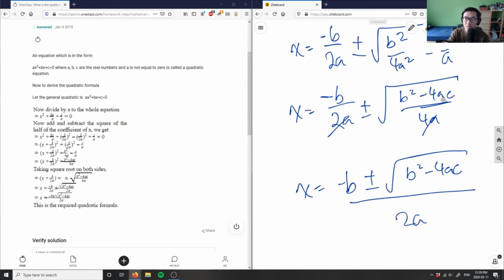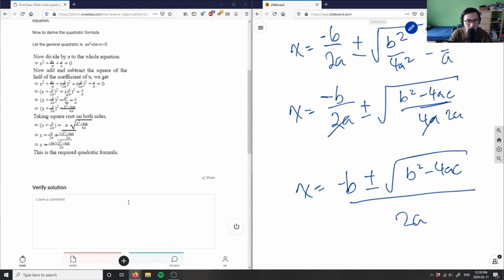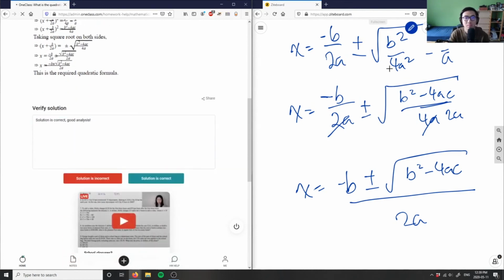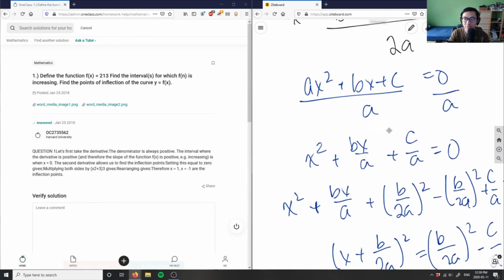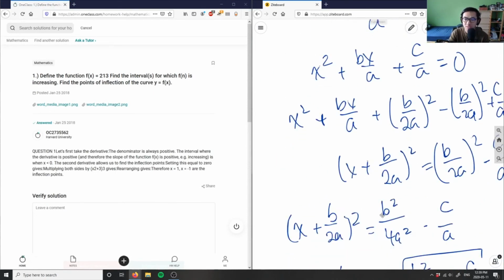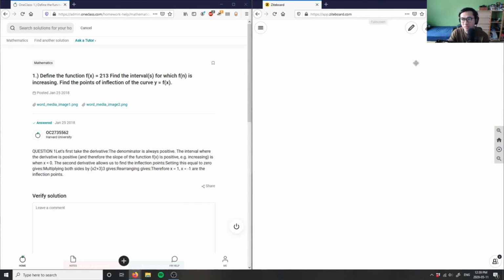So this is how you derive the quadratic equation. Again, very long and very tedious, but that is basically the logic they're using here. So this solution is correct. Good analysis. And again, derivations are quite hard actually. Even I'm not that comfortable with derivations, just because they're not really required until proofs and upper level mathematics.